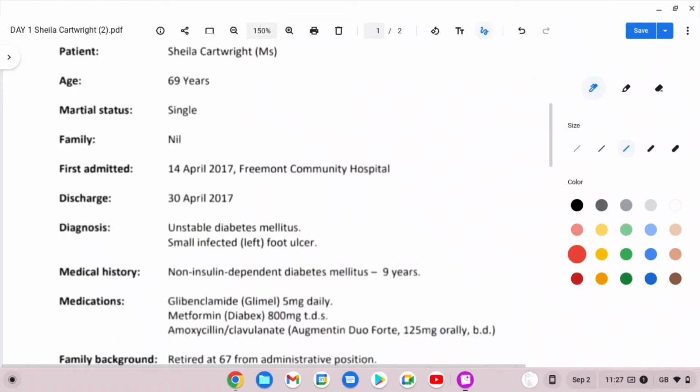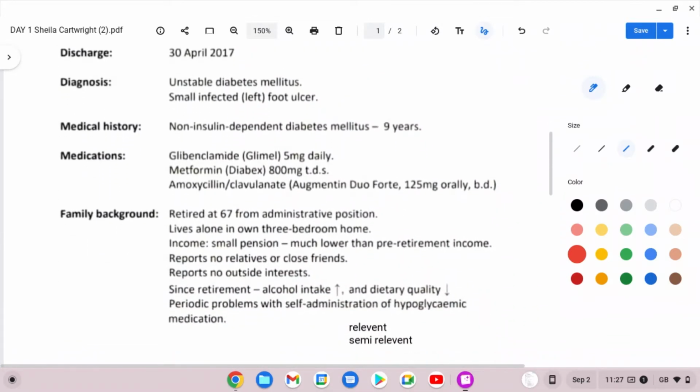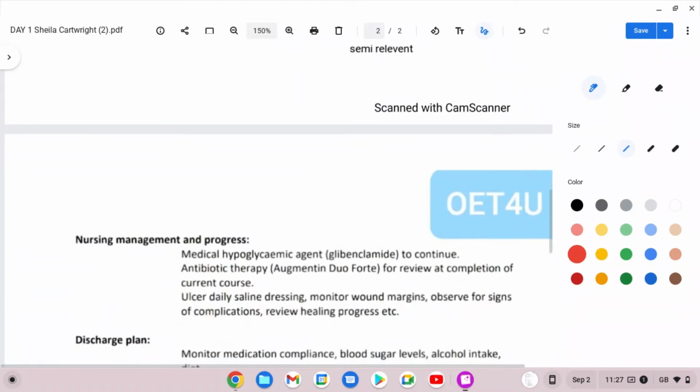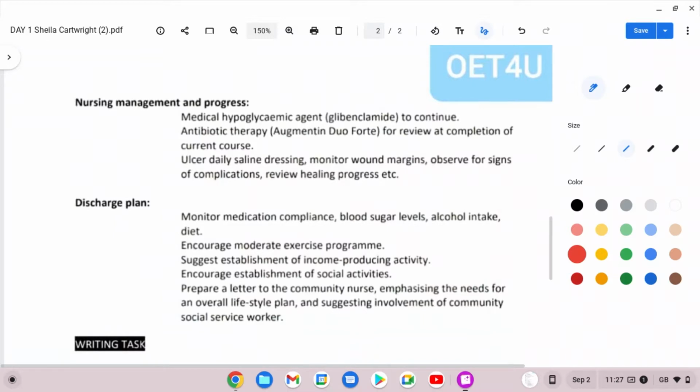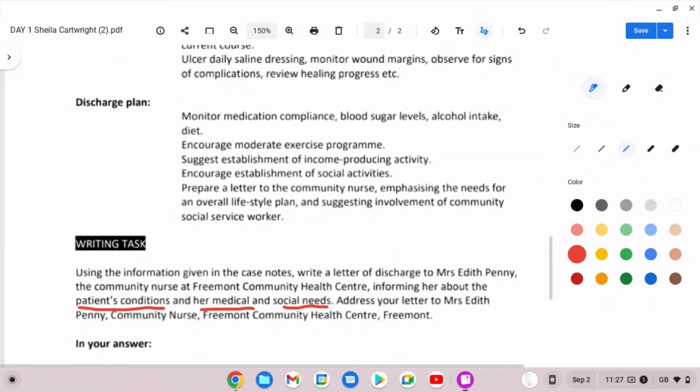Okay, the diagnosis is given, medical history is given, medications are given, what current medications she is on at the moment. Then the family background and the nursing management that you provided in the hospital while the patient was in your care. Again, the discharge plan, what is the plan for this patient, and the writing task is given at the end of the case note.